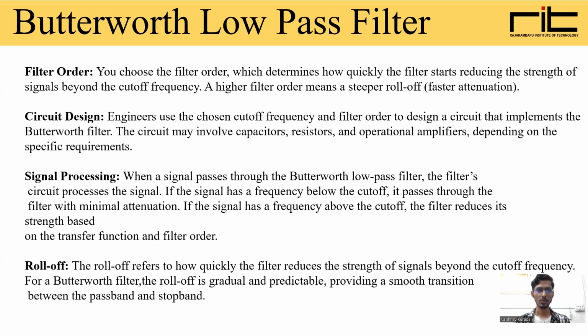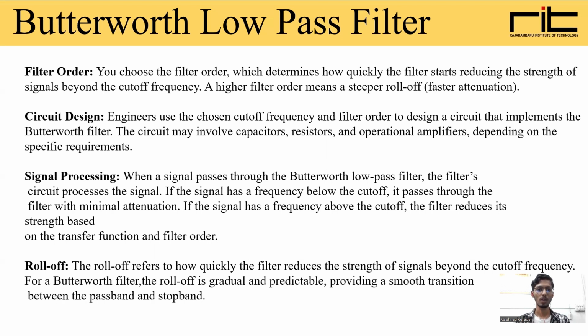When a signal passes through the Butterworth low pass filter, the filter circuit processes the signal. If the signal has a frequency below the cutoff, it passes through the filter with minimal attenuation. If the signal has a frequency above the cutoff, the filter reduces its strength based on the transfer function and filter order. Then there is a roll-off.